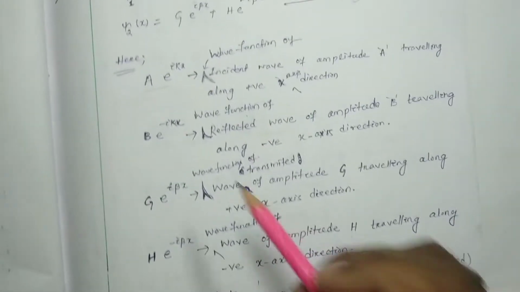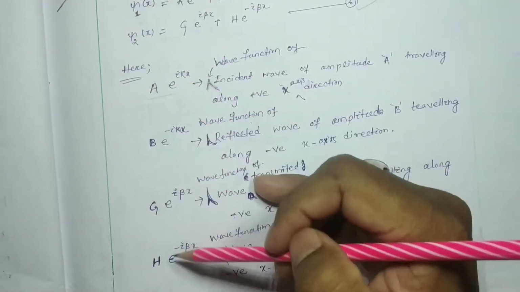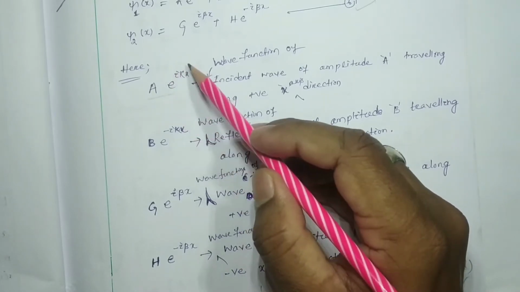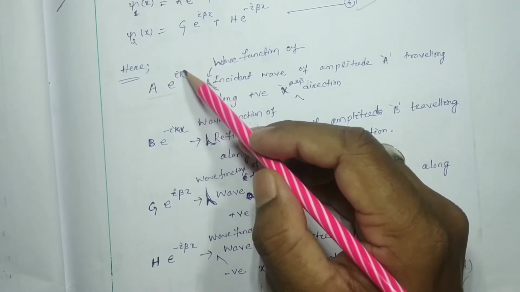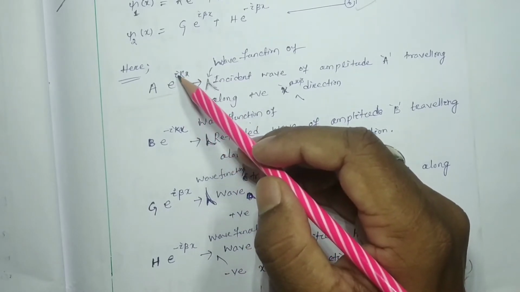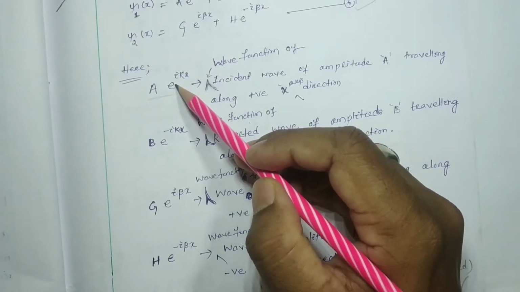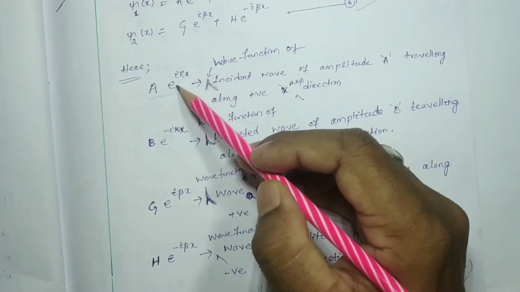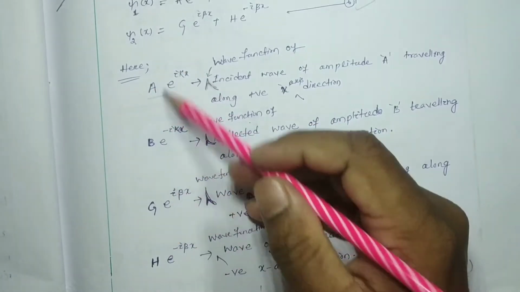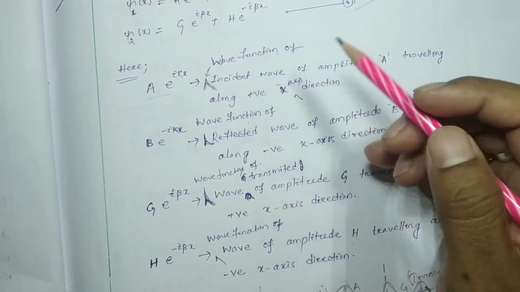So here all the wave functions represent an oscillatory behavior, because they are in the form of cosine and sine. E to the power ikx means cosine and sine form, and as it is complex, this can be written in the form of cosine and sine. So hence these four represent the oscillatory behavior. Oscillatory behavior means wave behavior.